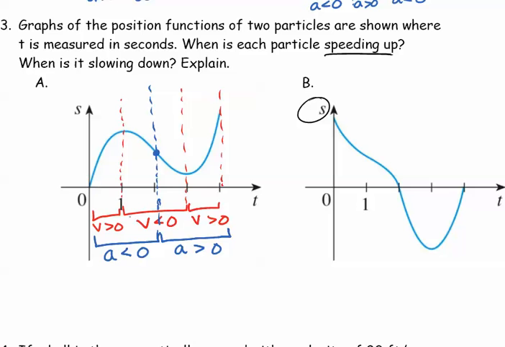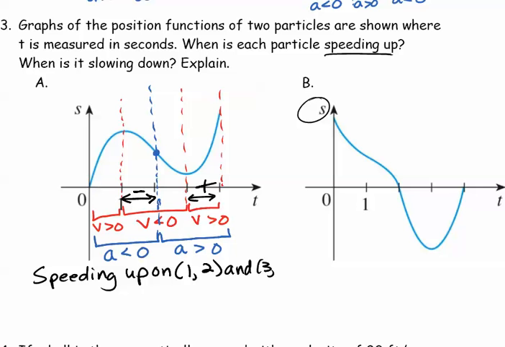Okay, so where are we working together? Where are acceleration and velocity having the same sign? It looks like in this region, acceleration and velocity are both negatives. And in this region, acceleration and velocity are both positives. So the object is speeding up on two different intervals, from 1 to 2 and 3 to 4, where acceleration and velocity have the same sign.